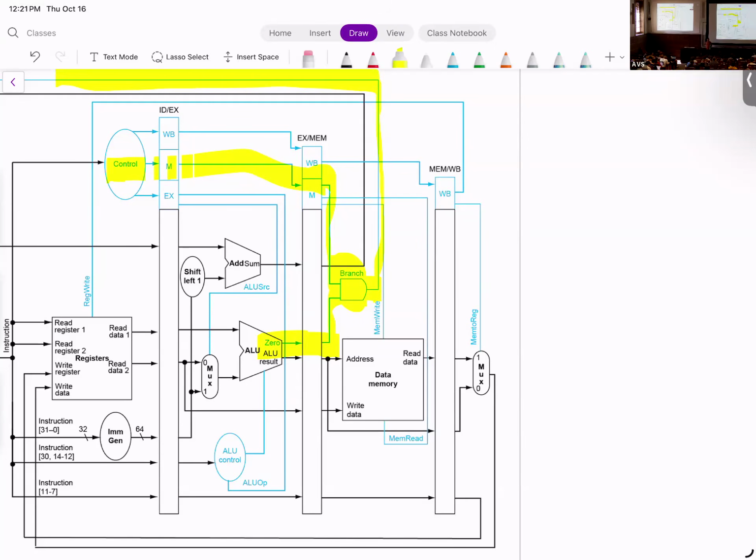Yeah, it happens during the memory stage. It has nothing to do with memory, but it happens during the memory stage. Because when I say memory stage, I mean what happens between these two registers, right? These are your pipeline registers. Timeline-wise, it happens when things in the memory stage are happening.